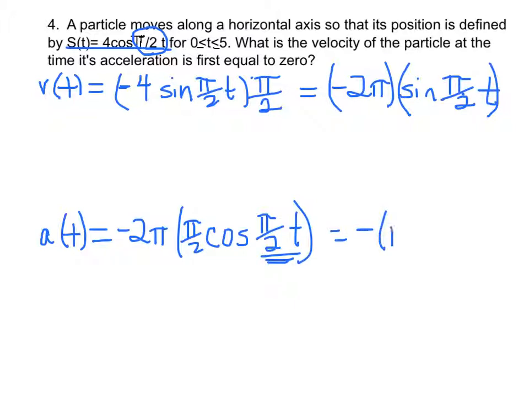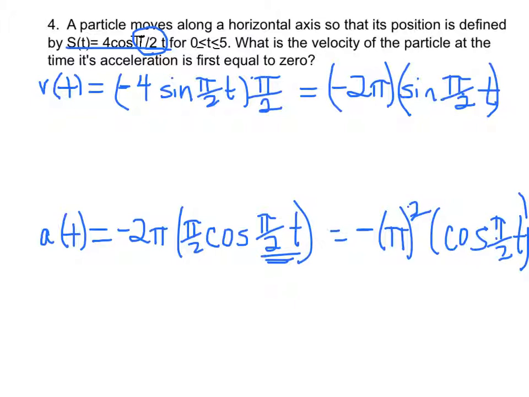So I'm going to write it as pi squared. And we've got the cosine of pi over 2t there at the end, and a squeeze in a parenthesis. So there's your acceleration.